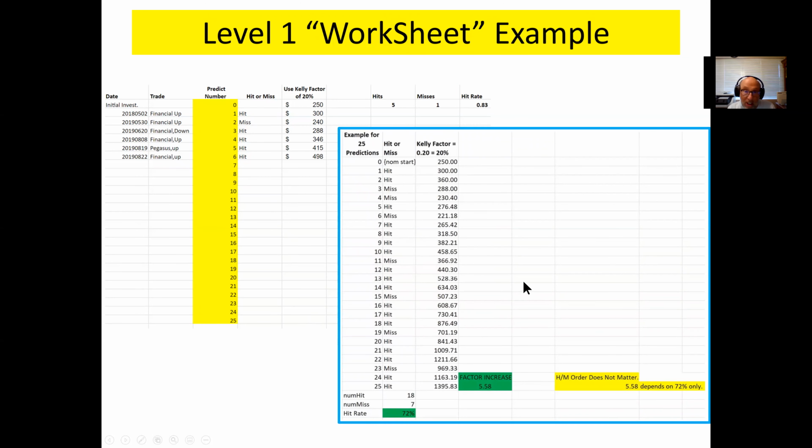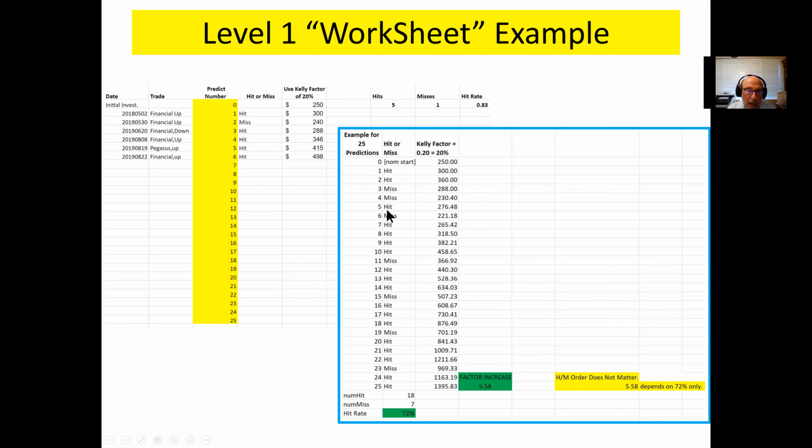This is a different example of 25 using, again, this 20% factor. But the important point I want to make here, which I haven't yet said, is let's say in this example, this is a 72% hit rate. Your factor increase was 5.58. You had 18 hits, 7 misses. The key is, since each time you're multiplying by 1.2 or 0.8, the order doesn't matter.